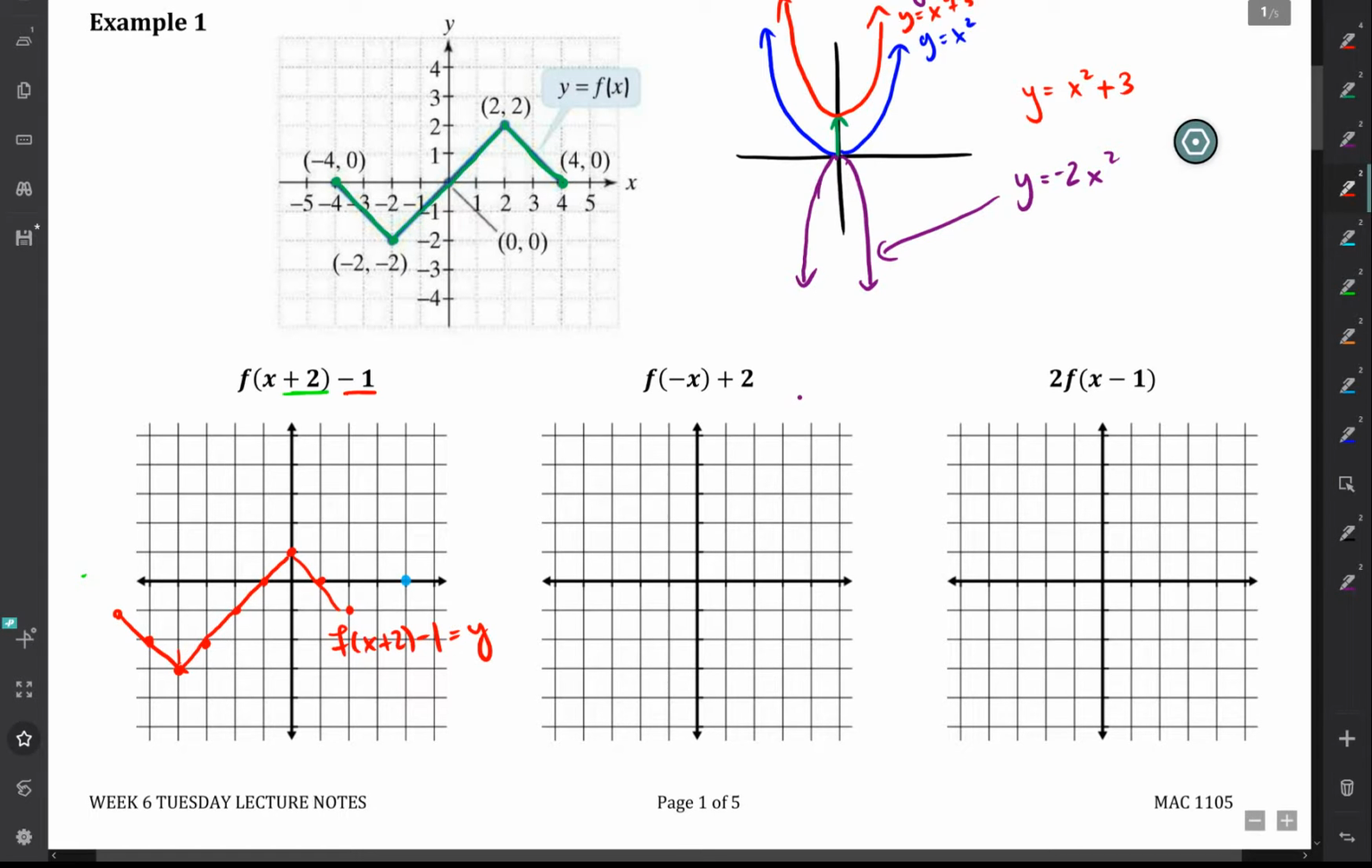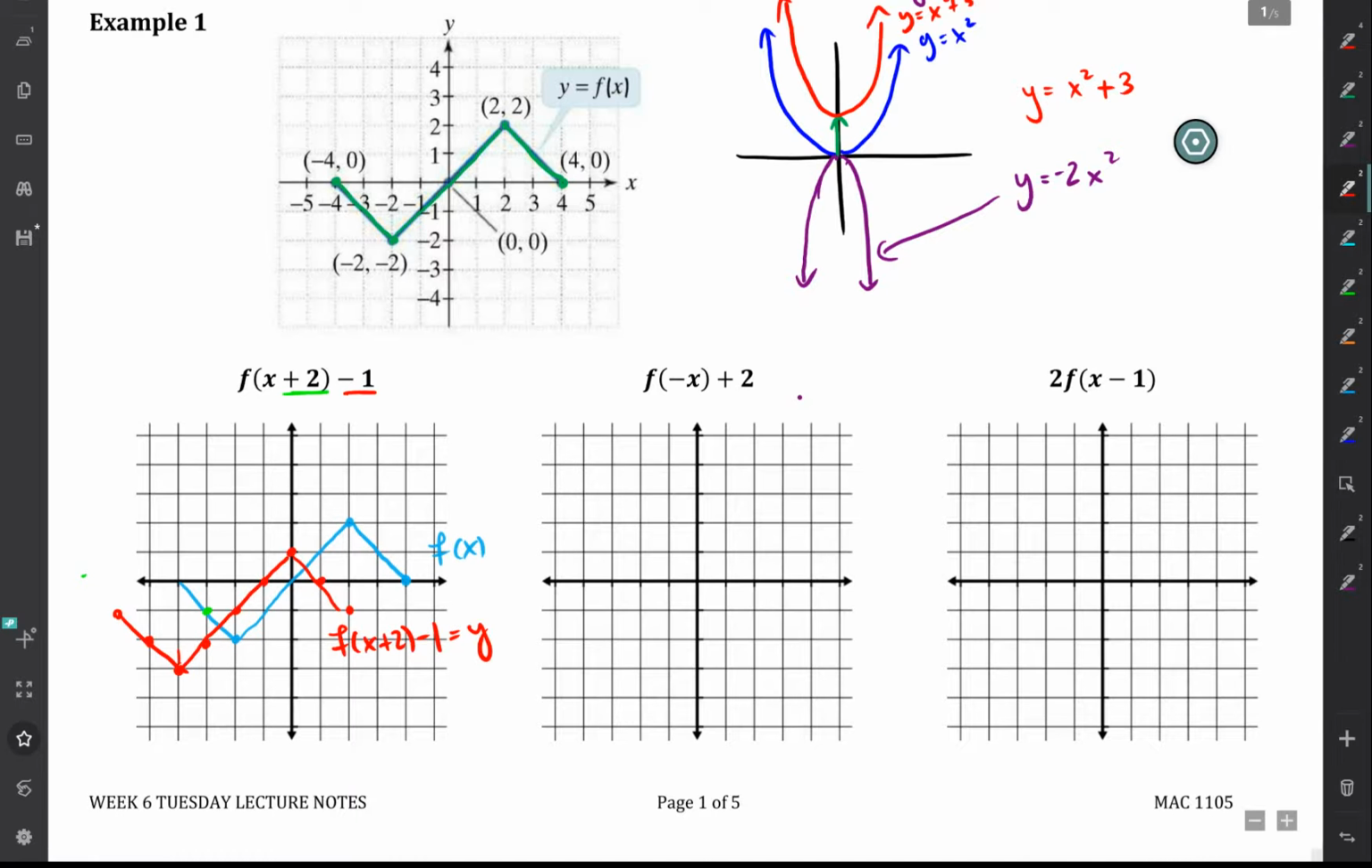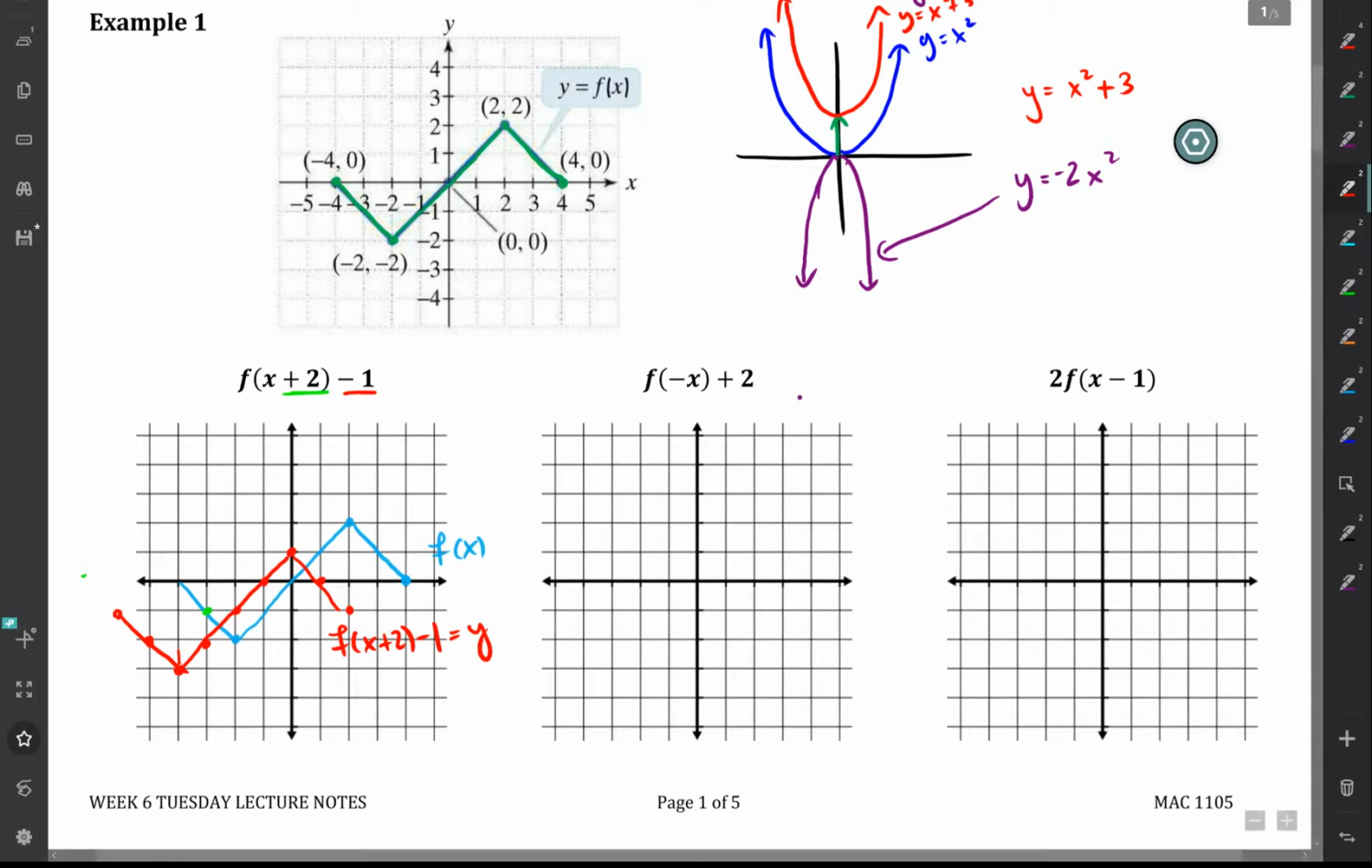And if you want to keep the original blue graph on there, you can. What I would recommend doing is maybe drawing the first graph in pencil, and then whatever intermediate steps you want to draw, go ahead and do that, and at the very end, erase everything but the final answer.